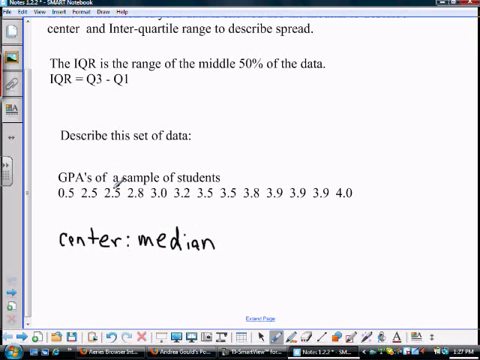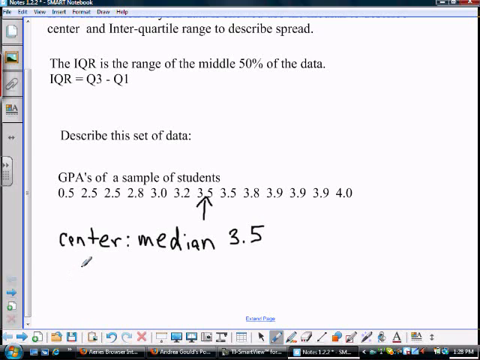I have 1, 2, 3, 4, 5, 6, 7, 8, 9, 10, 11, 12, 13 numbers. So I take 13 plus 1, 14, divided by 2 is 7. Go to the seventh number, 1, 2, 3, 4, 5, 6, 7. The median is that 3.5. Now I want to find my quartiles.